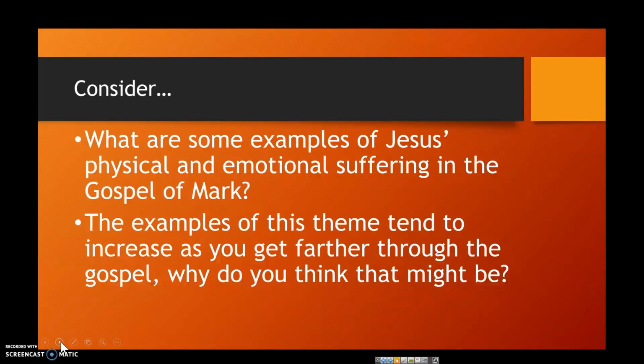And the fact that the examples of this theme tend to increase as you go farther through the Gospel. Remember, we didn't have any examples in the first 4 chapters. So why do you think that might be? Why would the amount of examples of the necessity of suffering increase as we go farther through the Gospel? So take a moment and just briefly answer these 2 questions on your incomplete notes. Again, just kind of off the top of your head what your first impressions are. We'll come back to those 2 questions the next time we're together in class.